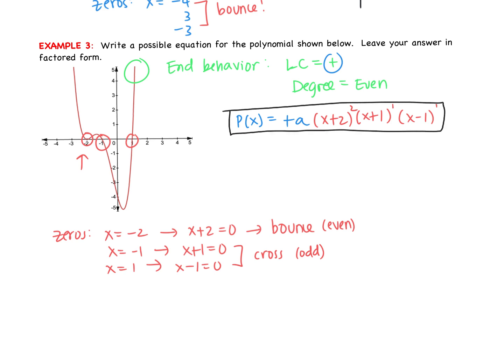One thing I forgot to say, make sure you end up with an even degree like we said in the beginning. What is the degree of our equation that we've written? 4. Yeah, x squared, x to the first, x to the first. So we're going to end up with x to the 4th, which is in fact even. Last thing I want to talk about real quick. If I asked you to find this number out in front, that a, how would we go about doing that?